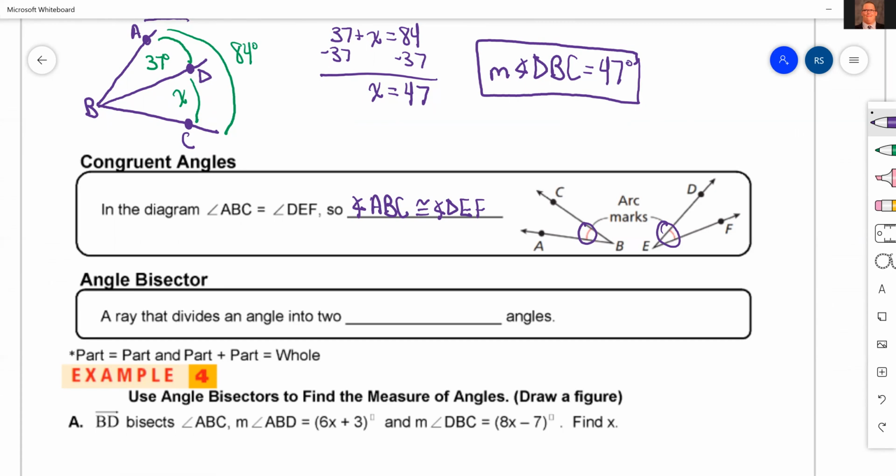Now, just like how I mentioned on segments, if you want to show another pair was congruent, you could draw something maybe like this. And then if I put one mark, that means they're the same as the ones drawn, but they're not. So I'm going to put 2 marks, which means the ones with 2 marks are the same, and the ones with 1 mark are the same.